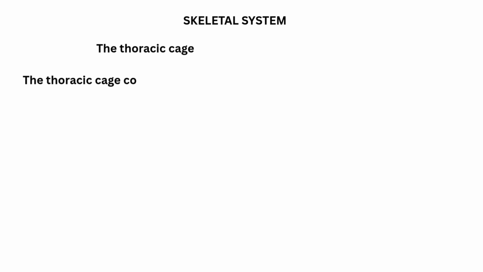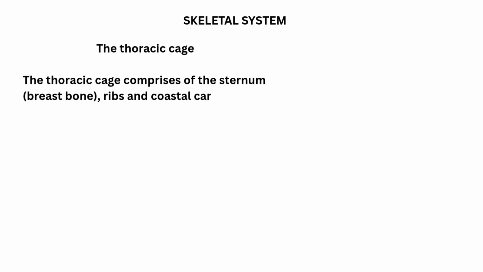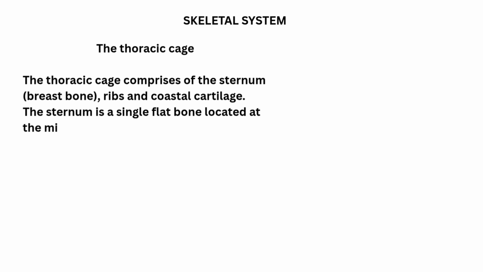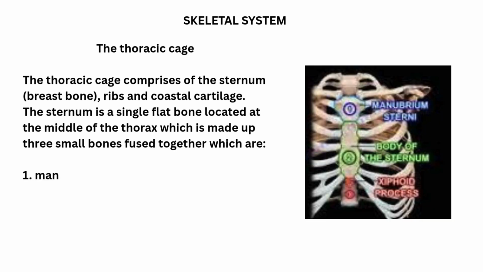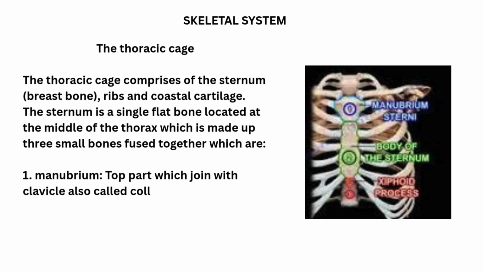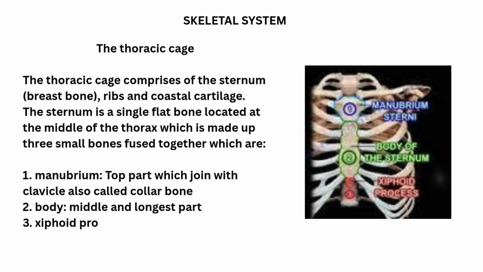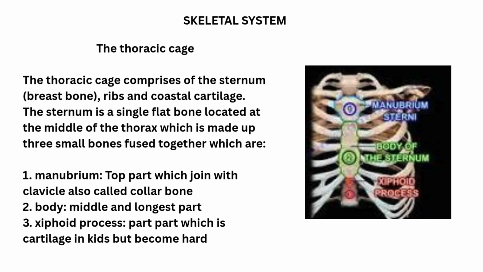The thoracic cage comprises the sternum, breastbone, ribs, and costal cartilage. The sternum is a single flat bone located at the middle of the thorax, which is made up of 3 small bones fused together, which are 1. Manubrium, top part, which joins with the clavicle, also called collarbone. 2. Body, middle and longest part. 3. Xiphoid process, which is cartilage in kids but hardens to bone in adults.